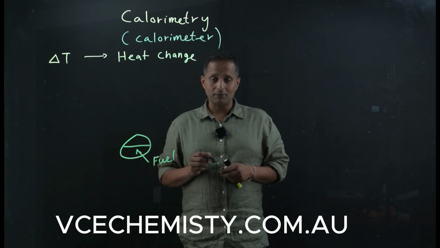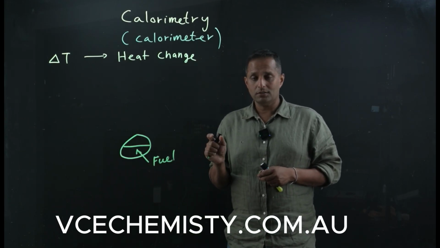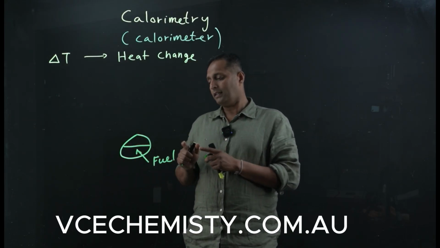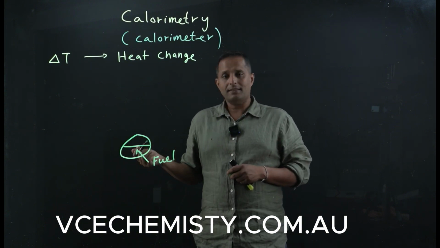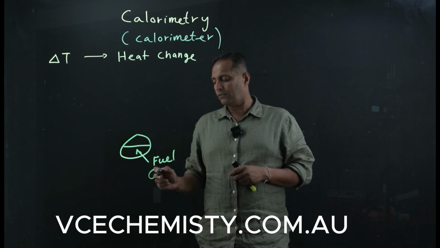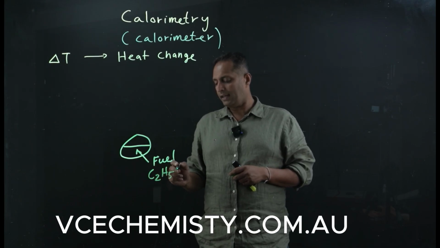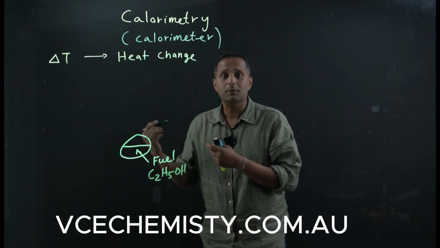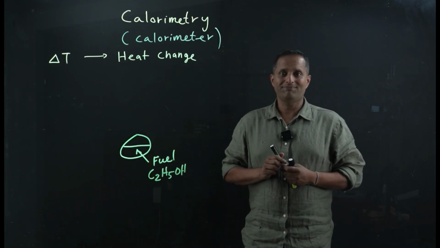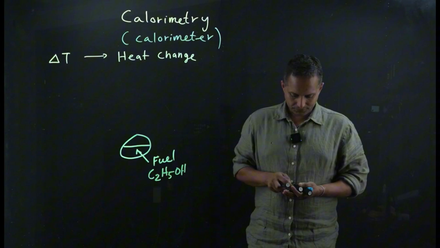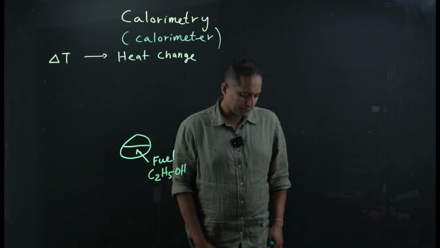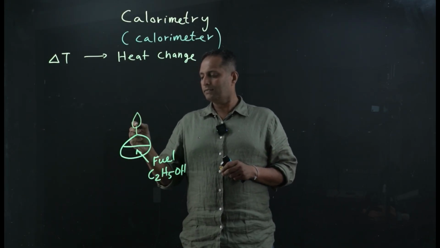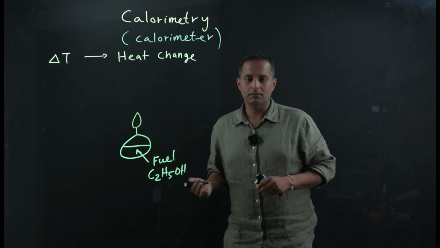Now what are we trying to do here? We are trying to find out the enthalpy change during the combustion of this fuel. As an example, let's say this fuel is ethanol. If you want to find out the heat of combustion of ethanol, what do you need to do? Experimentally, you need to burn it. When the fuel is burnt, it is going to release energy. That is the energy we need to measure.